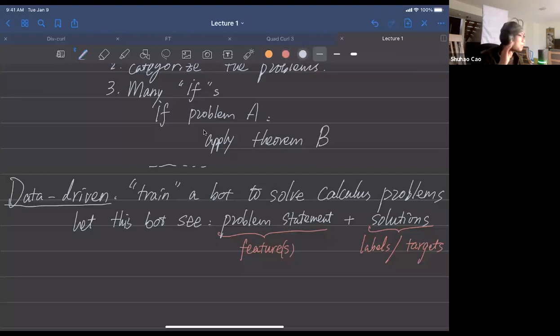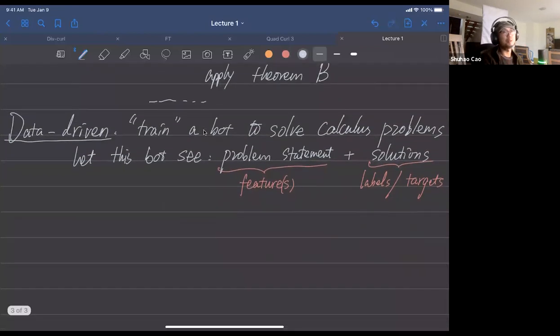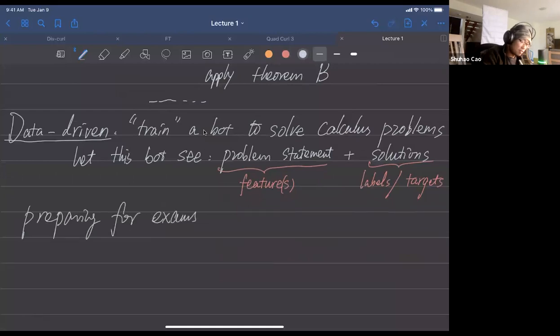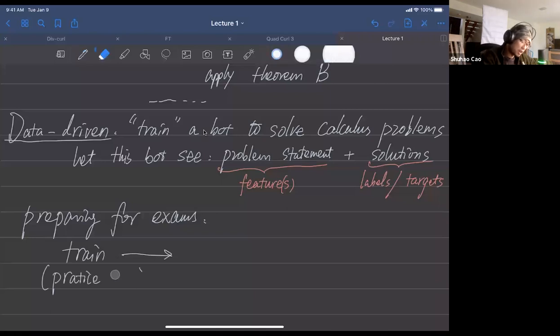So this machine learning procedure is very similar to preparing for exams, okay? What do we do to prepare for exams? We do practice tests, right? So the training procedure is essentially that we do these practice tests. Let me use the word exam, because tests will be resolved later, okay?